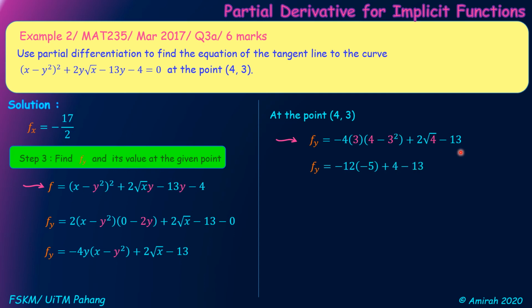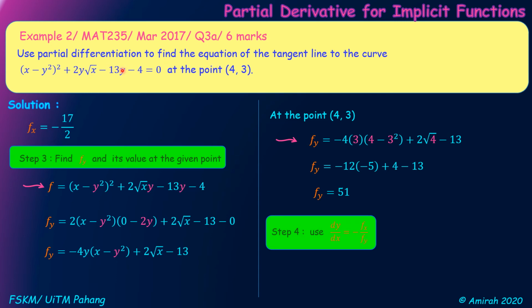Alright. After that, we simplify. Here we get negative 4 times 3, we get negative 12. And then 4 minus 3 squared, 4 minus 9 equals negative 5. And then square root of 4 equals 2, times 2 equals 4, and then minus 13. Then we can solve, so we get fy equals 51. So now we are done finding fy and its value at the given point 4, 3.